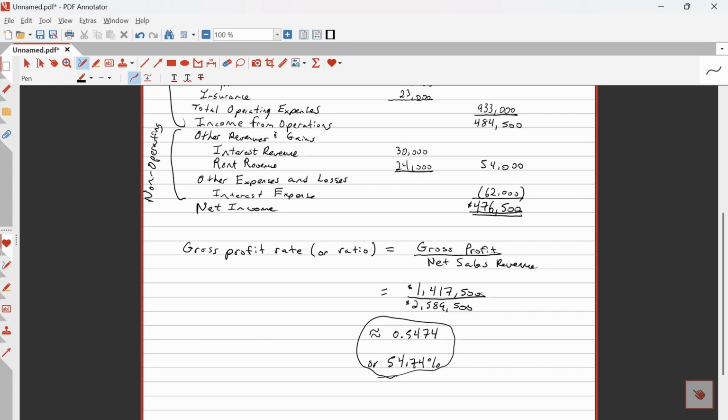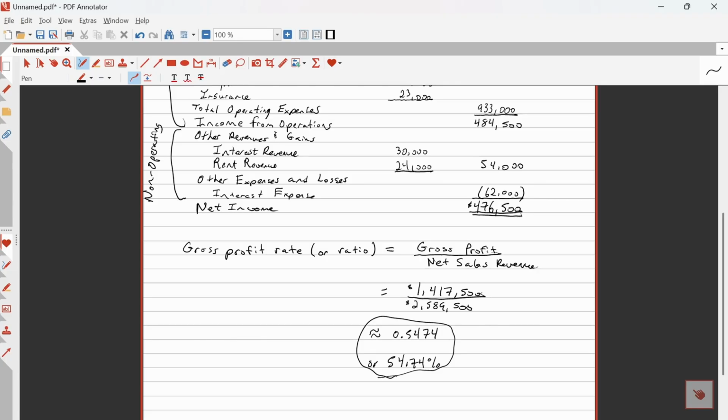Every dollar of net sales revenue, we generate 54.74 cents of gross profit after subtracting the cost of goods sold expense. That's what gross profit is: net sales revenue minus COGS. Here's net sales revenue. Subtract COGS, you're left with this. So for every dollar of this, we're left with about 54% of this as gross profit. We've already subtracted cost of goods sold expense, and we can cover our operating expenses.